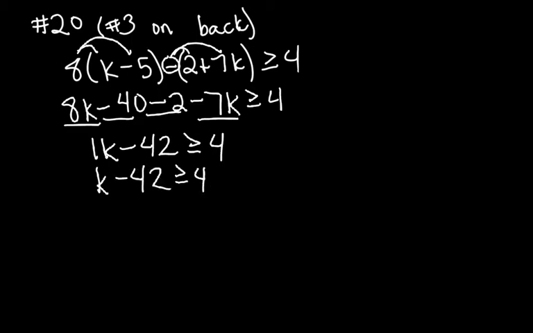Now I'm going to solve it for k, and I'm going to draw the line at the inequality sign. To get k by itself, I need to do plus 42 on both sides. On the left it cancels, and my final answer then would be k is greater than or equal to 46.